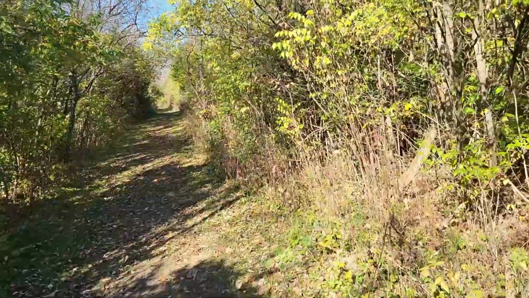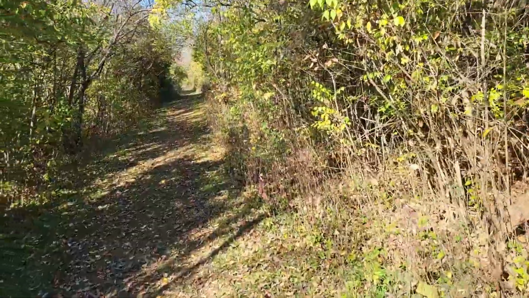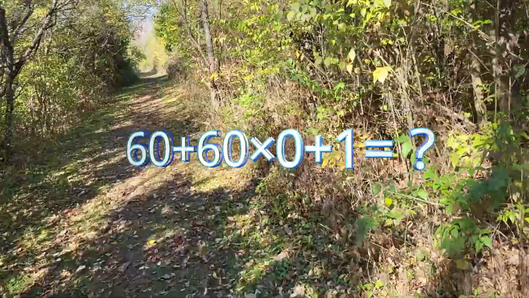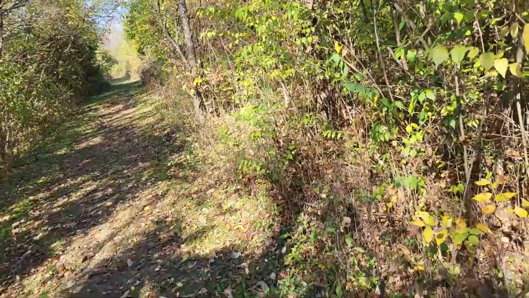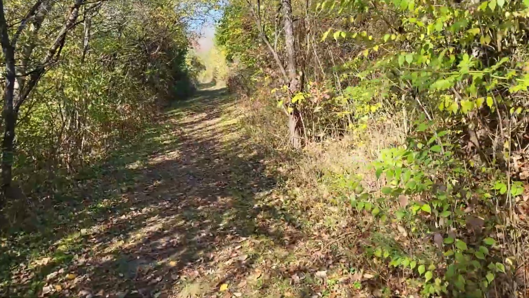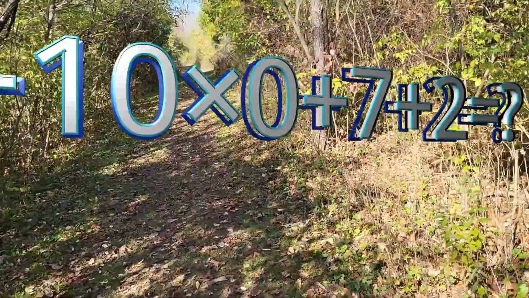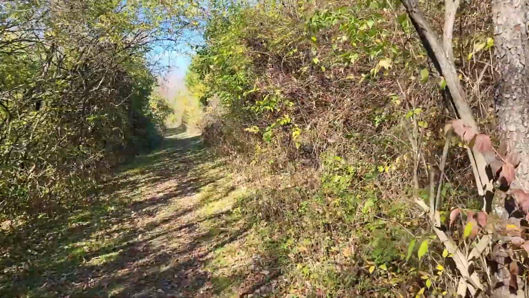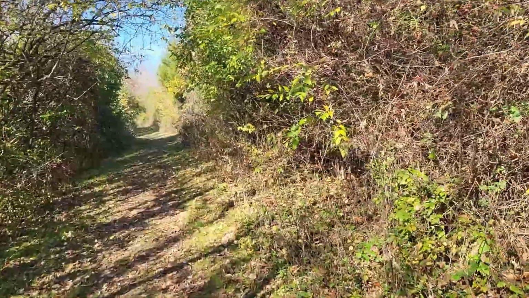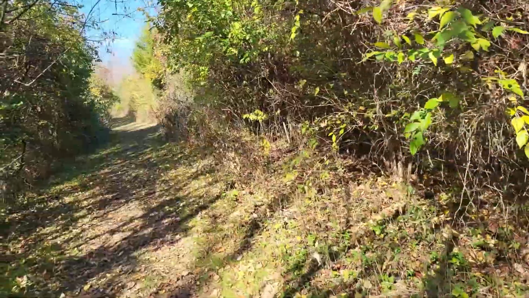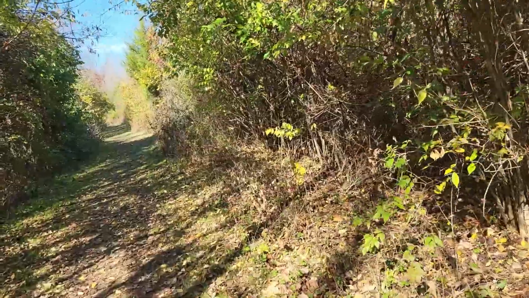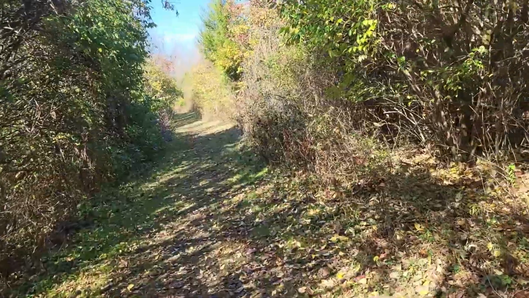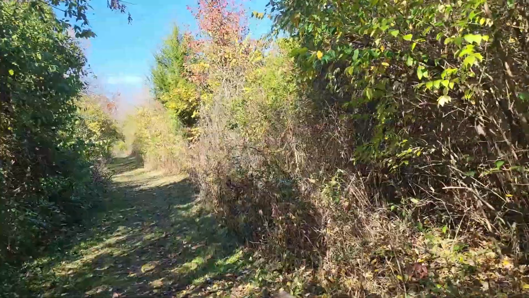Like there's the one viral problem, 60 plus 60 times 0 plus 1. There's the other one, 50 plus 10 times 0 plus 7 plus 2 equals what? In both cases, they've got some multiplication going on in the middle of those problems. And what I'm seeing, in the case of the 50 plus 10 video, a lot of people are just adding 50 plus 10, and they're not doing the multiplication first.